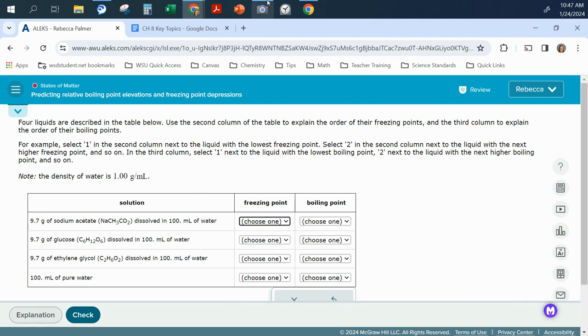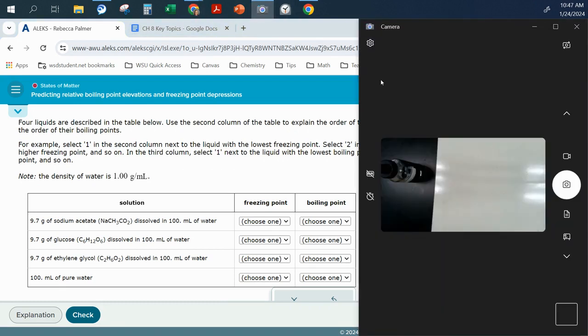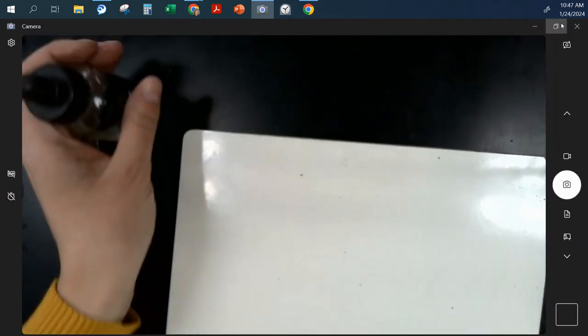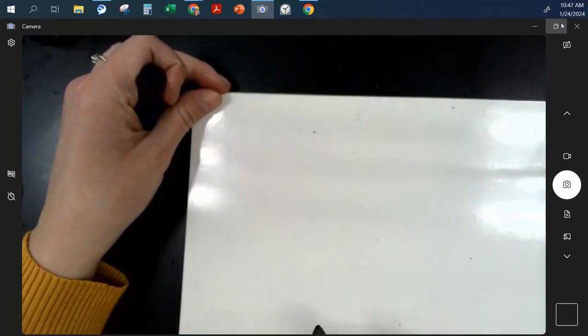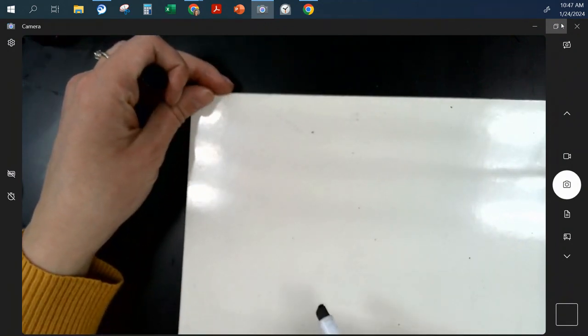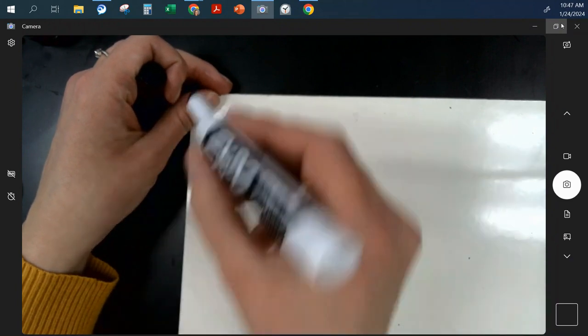Okay, so let's go here for a minute. The basis of this is that when we add anything to water, the boiling point increases and the freezing point decreases.